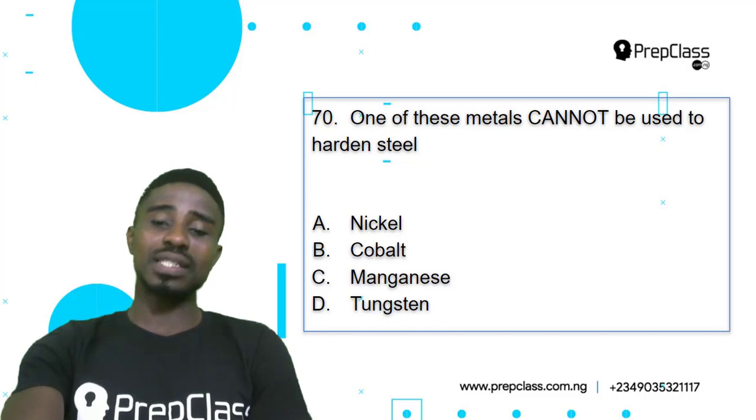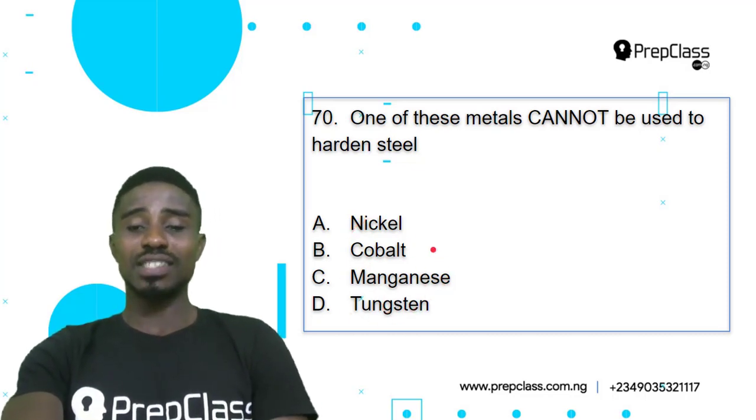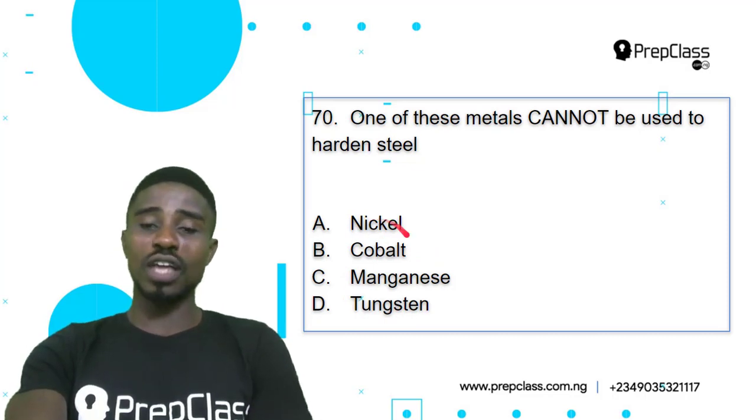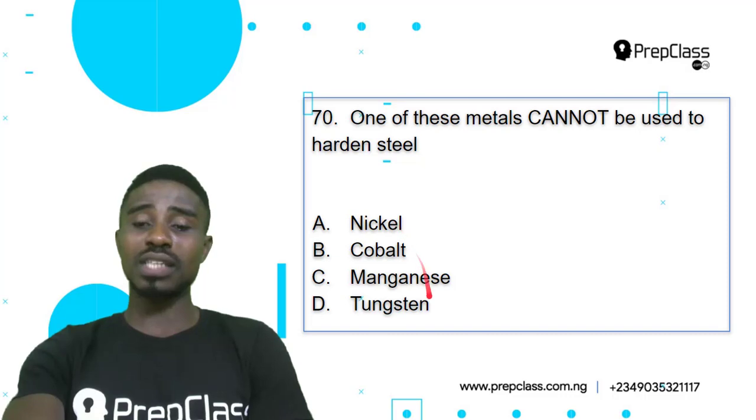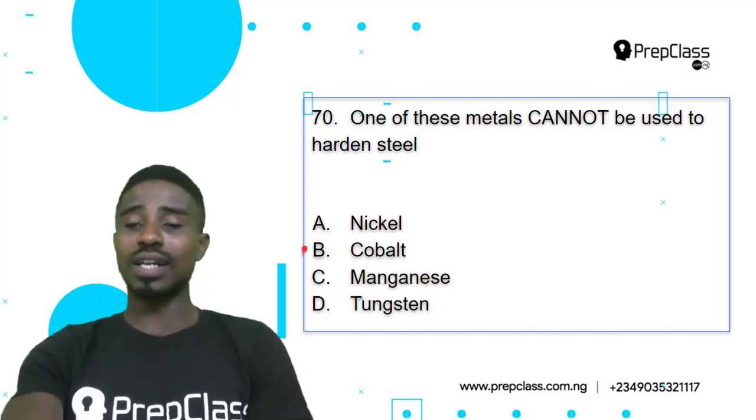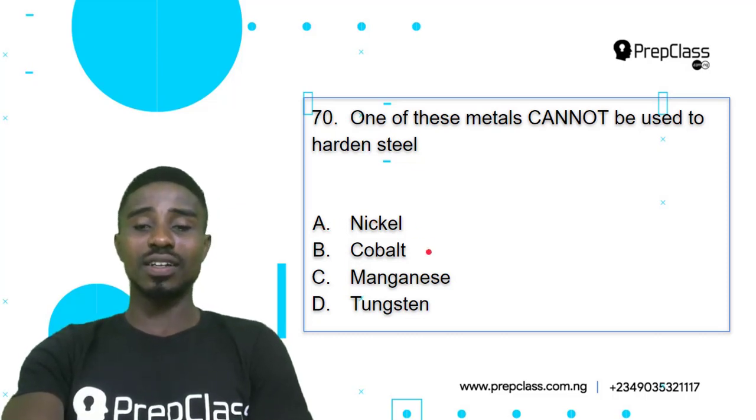Now, all of these metals can be used to harden steel. So we are not going to be selecting any answer because all of them can actually be used to harden steel. So none of them, you can't select one as our correct answer because all of these metals can be used to harden steel. So for question 70, there's actually no answer.